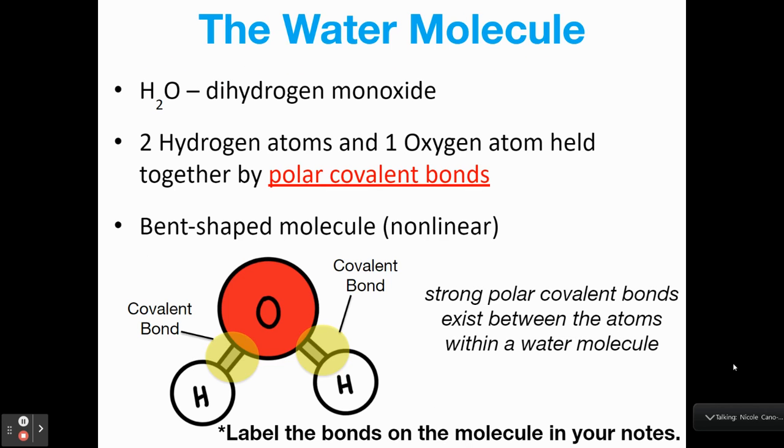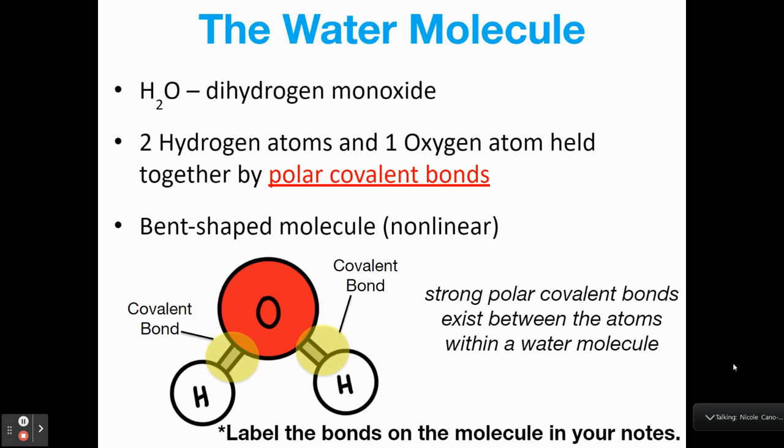All right, the water molecule. So, ladies and gentlemen, the water molecule itself is officially called dihydrogen monoxide. It is a molecule. The reason why we refer to this as a molecule and not just a compound is because it is a covalent bond. How do I know it's covalent? Because it's two nonmetals. Hydrogen is a nonmetal, oxygen is a nonmetal. Whenever two nonmetals get together, they make a covalent bond.